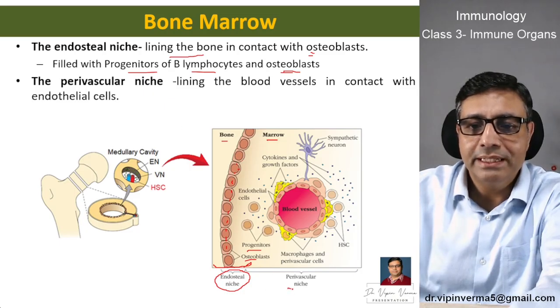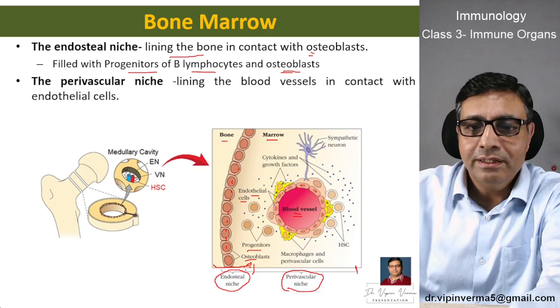So here you can see this is the perivascular niche. It is from here to here, which is around the blood vessels. In the center you can see the blood vessels, and these blood vessels are lined by the endothelial cells. So these are the endothelial cells, making a line of the blood vessels.